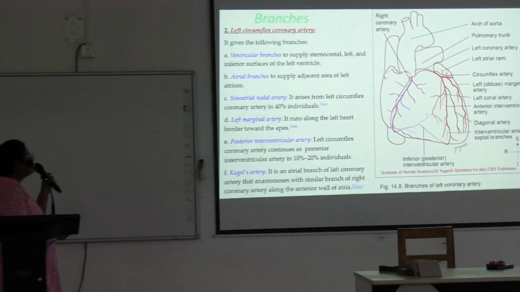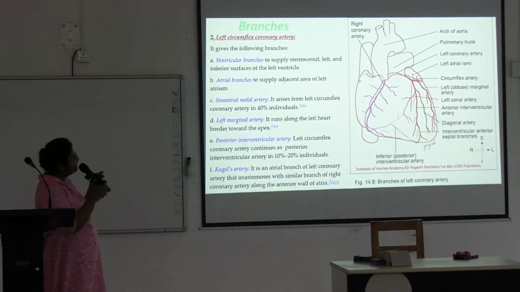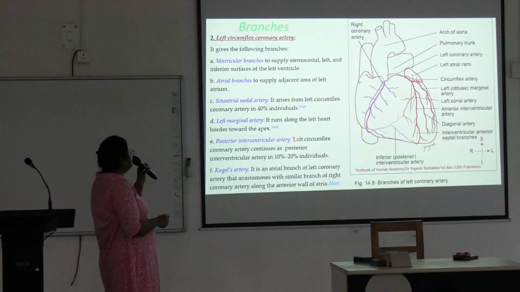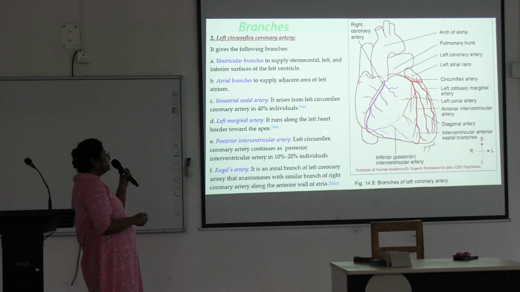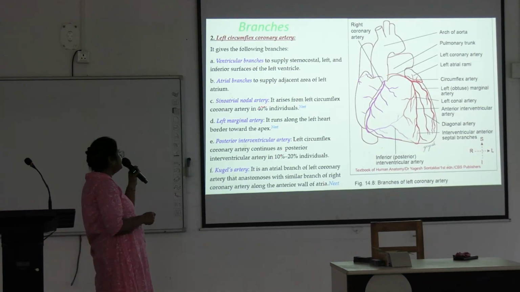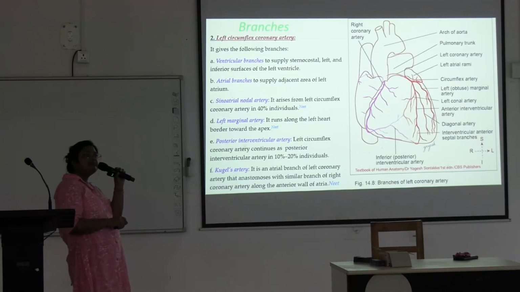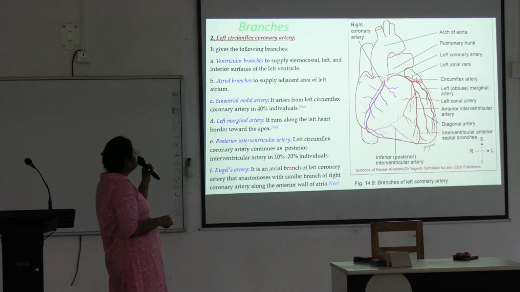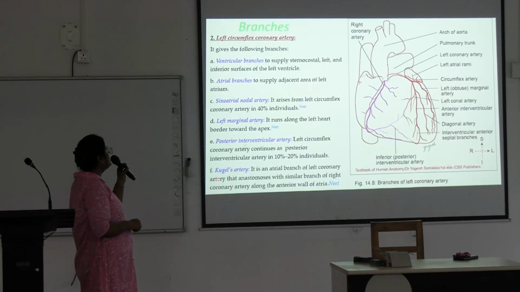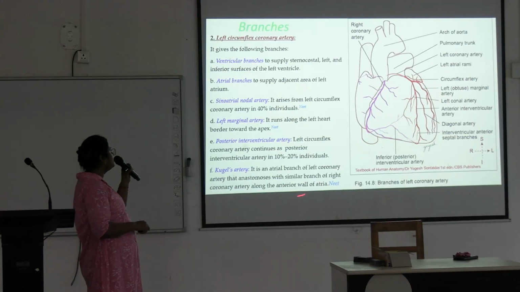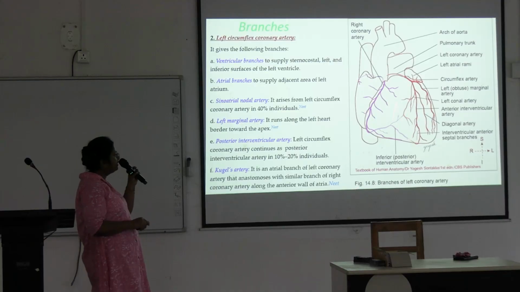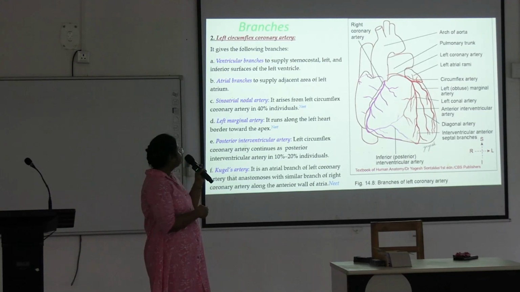Next, the posterior interventricular artery in 90% arises from the right coronary and only 10 to 20% arises from the left circumflex coronary artery. Next is Kugel's artery. It is the atrial branch of the left coronary artery and it anastomoses with a similar branch of the right coronary artery along the anterior wall of the atria. Okay, it has not been shown here.